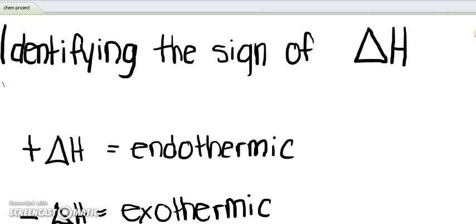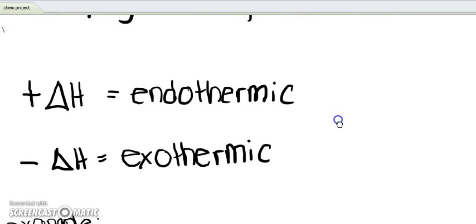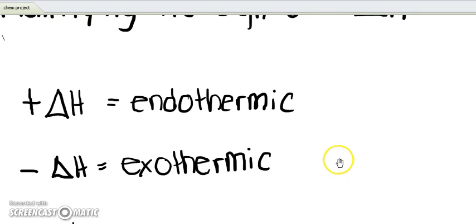Now we're going to move on to identifying the signs of delta H. Okay, so when it comes to delta H, a positive delta H is always endothermic, and a negative delta H is always exothermic.